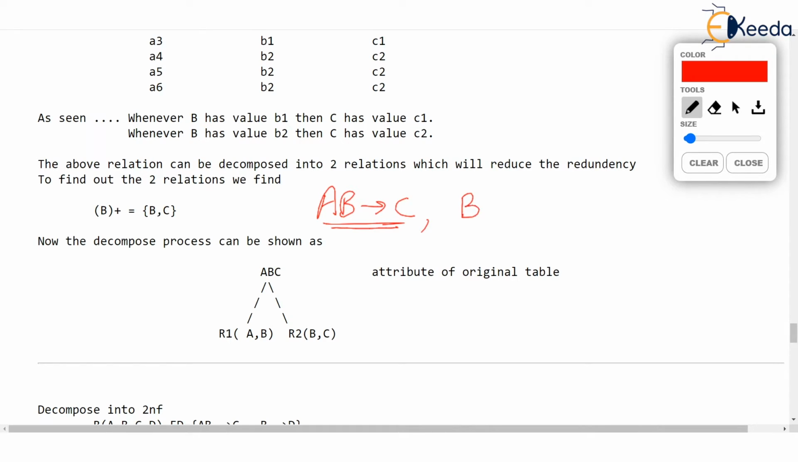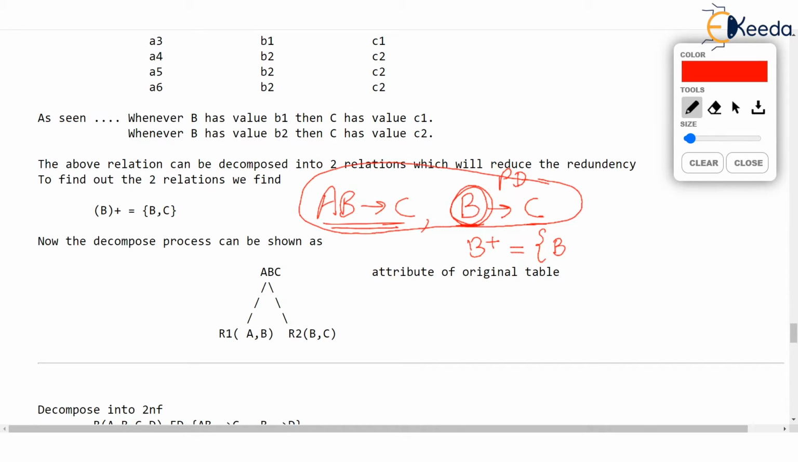Second is B determines C. Look, the left hand side is part of AB and the right hand side is a non-prime attribute. This is a partial dependency. Then what we do is we find B plus. We find the closure of the left hand side of the partial dependency, and B closure, observe, will definitely contain B. And from the given FD set, of course, we will find the closure using only the given FD set.